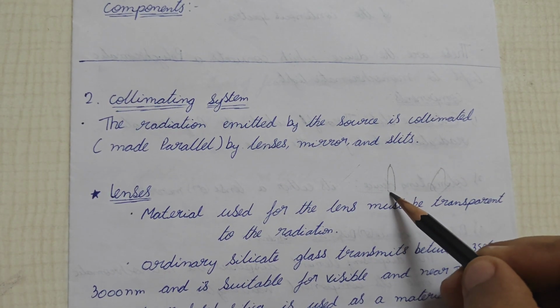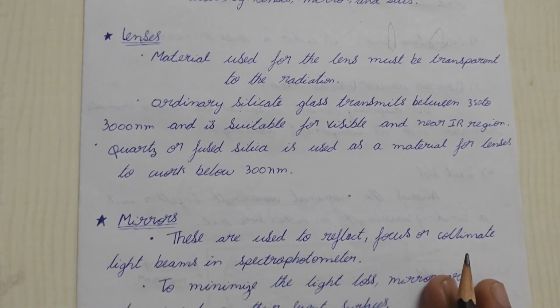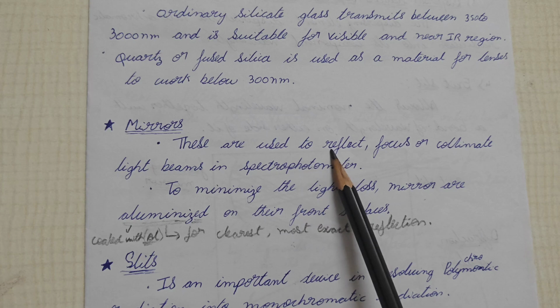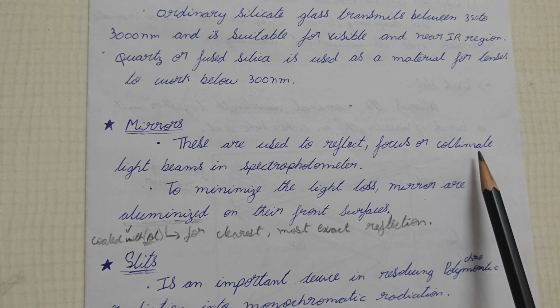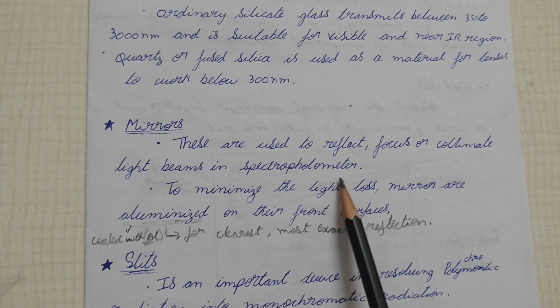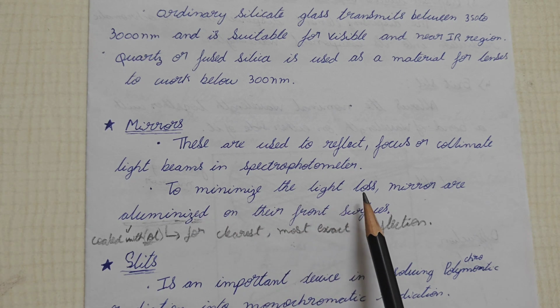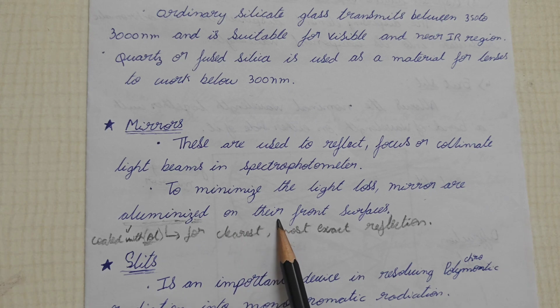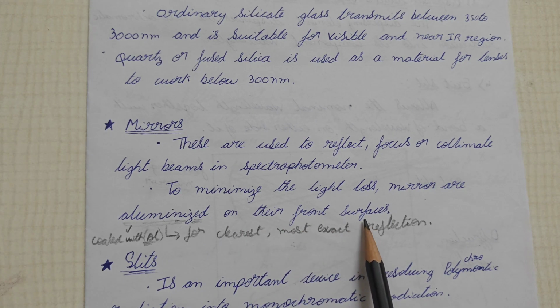It'll be like this. Mirrors. Next is mirrors. These are used to reflect, focus, or collimate the light beam in a spectrophotometer. To minimize the light loss, mirrors are polished on their front surface.